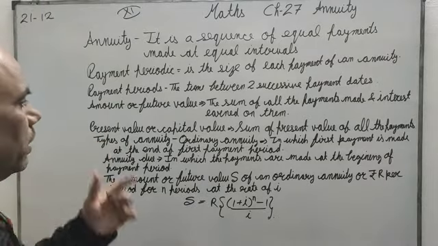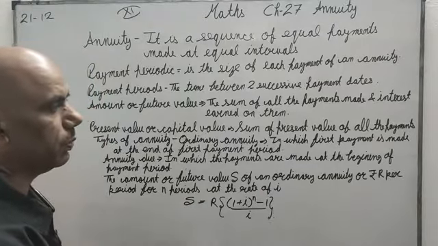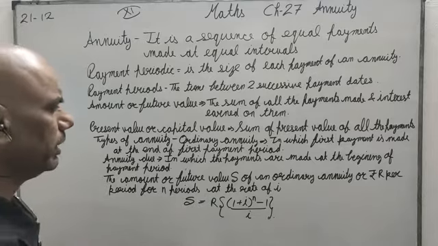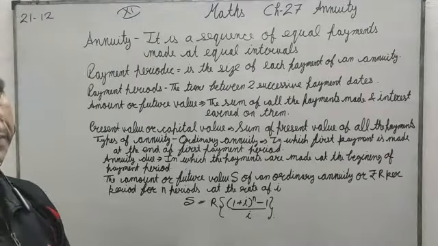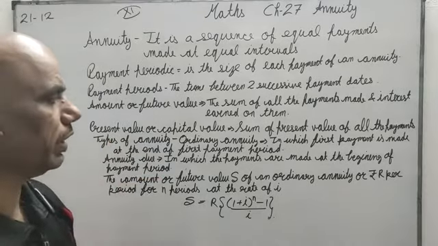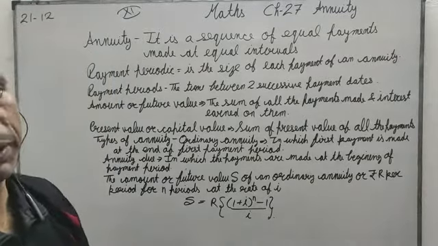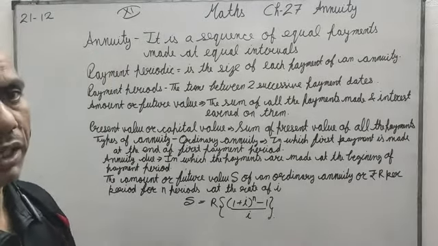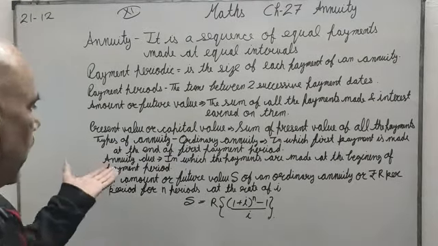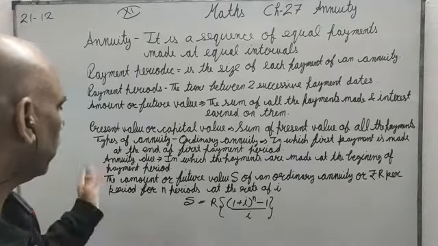Then, present value or capital value. Now, what is this present value? The sum of the present value of all the payments made is the present value. Now, on the basis of depositing time, the annuities are divided into few categories. One is ordinary annuity, in which the first payment is made at the end of the first payment period. For example, if it is yearly, then at the end of the year you will submit it. Annuity due, in which payments are made at the beginning of the payment period.